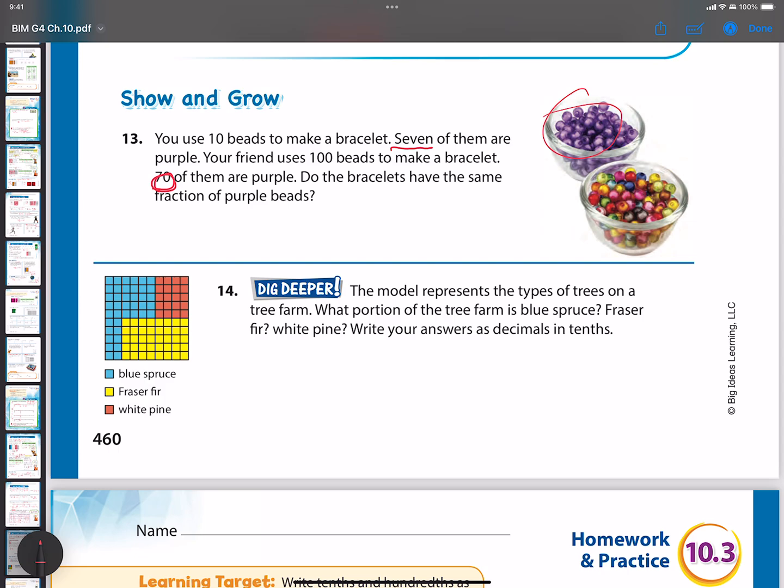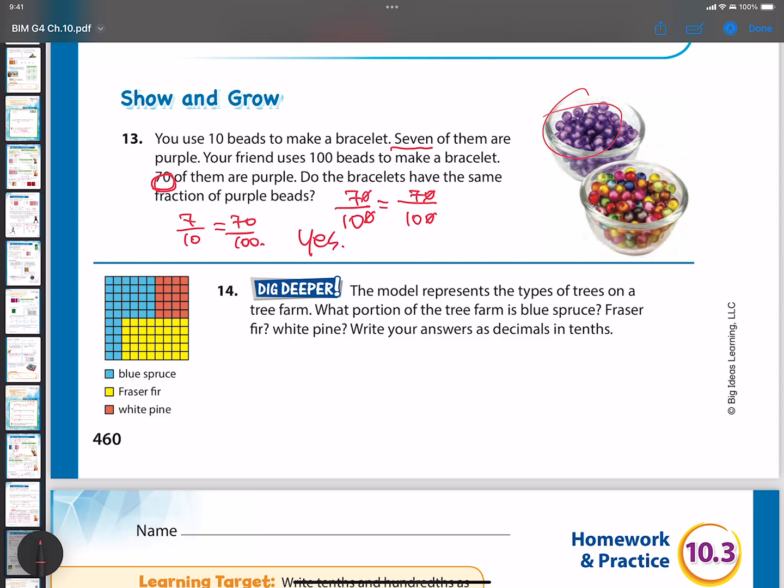Let's see. You use 10 total, and 7 of them are purple. Your friend made 100 beads, and 70 of them are purple. Are they equivalent? Are they the same? What do you think? Yes, they're the same, because we know if we add the same amount of zeros, they are still equivalent fractions. Or you can erase the same amount of zeros. That's what an equivalent fraction is. So now 7 over 10 is equal to what? 70 over 100. So the answer is yes.